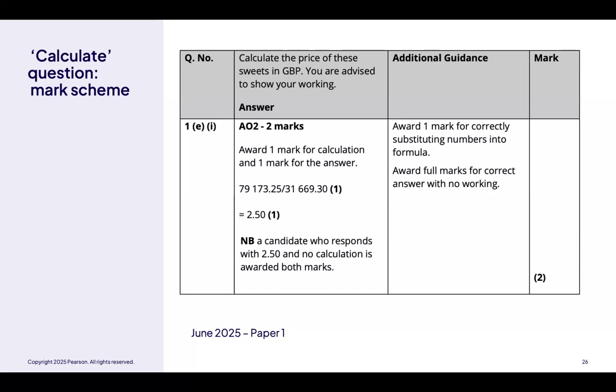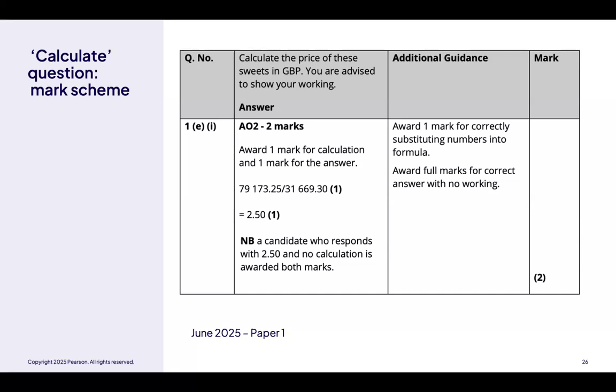Calculate the price of these sweets in Great British pounds. You're advised to show your working. Can you see that? At the top, there's the question repeated. In the box in the second column, can you see where it says AO2, 2 marks? And here's the instruction to examiners. Award 1 mark for calculation and 1 mark for answer.